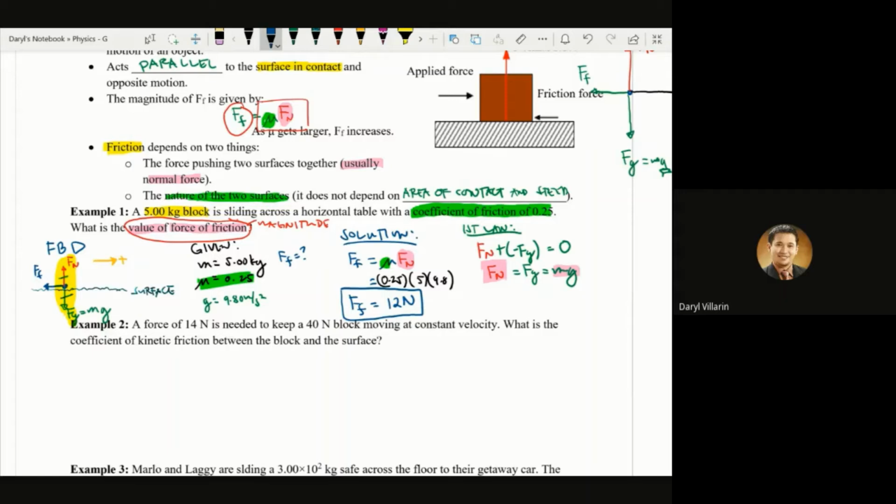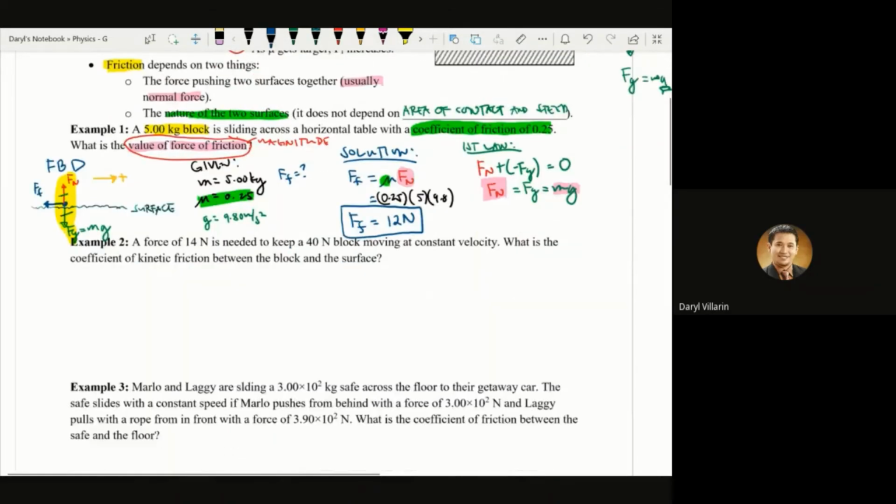Again, it depends on where the object is moving. If you said that the object is sliding to the left, you should indicate that the direction of friction would be to the right. So just be careful with that. So let's move on to example number 2.